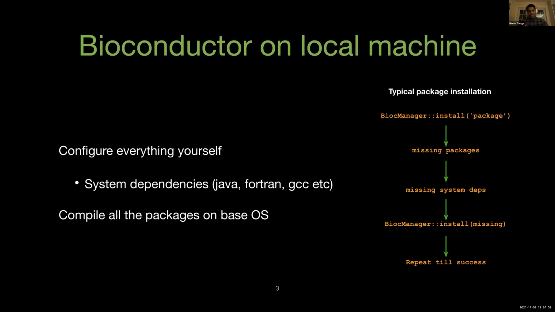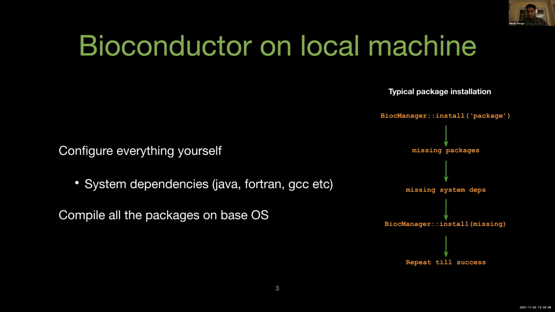So as Lori touched on a little bit, Bioconductor is primarily being used on local machines where users have to configure everything by themselves, right? They have to install R, they have to install Bioconductor, they have to install all the system dependencies needed for R, like Java, Fortran, GCC, and so on that local machine. And then once all of that is done, if they want to use certain packages on Bioconductor, they have to install, which essentially means compiling those packages on the base operating system which they're using.